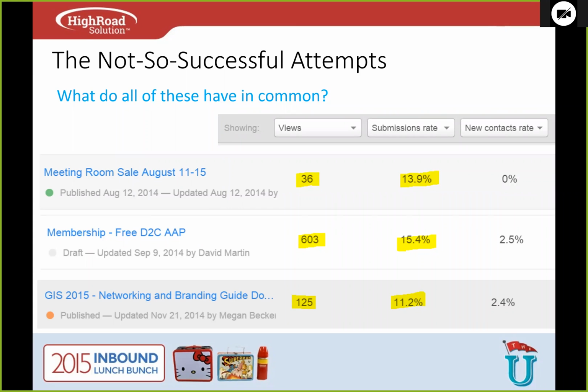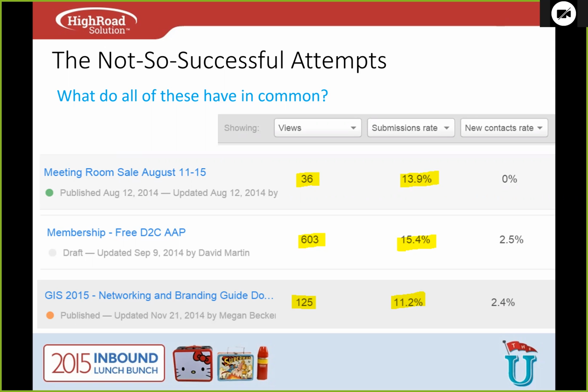But you can see here what they have in common: low views, low submission rates, and it's because they're pushing. They're not pushing industry information. They're pushing organizational membership information. So it's like, we've got a meeting room sale. Your membership will get you a free conference all access pass. Here's the networking branding guide for this conference. The views vary across the board again, but the submission rate, the actual click through and the interaction, is very, very low.